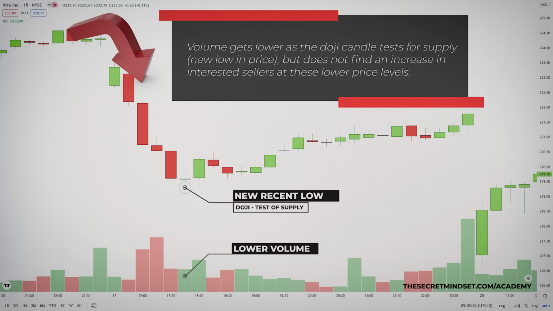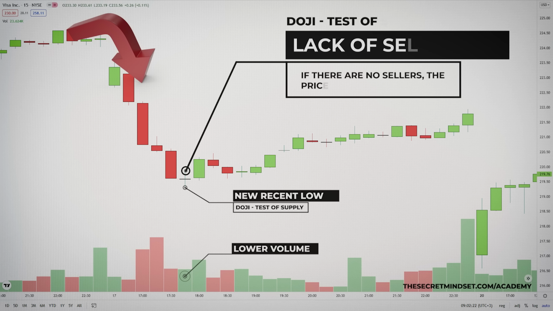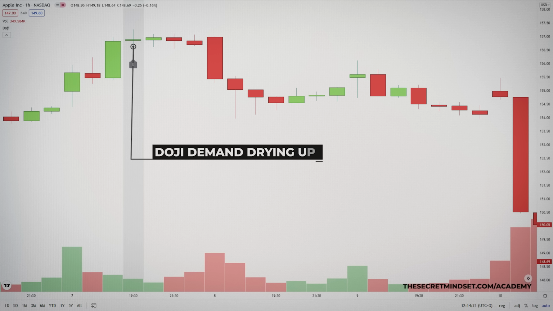You can see that this Doji is making a new low on the chart, and the volume is lower than the previous three candles. If there are no sellers, the price should increase. The price of this stock rose nearly $2 as there were no sellers present to stop it from increasing in value. Now let's look at the Doji at the top of a market.